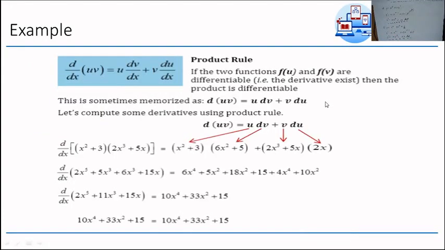Next, we have now the product rule. The derivative of u times v with respect to x is equal to u dv over dx plus v du over dx, if the two functions f(u) and f(v) are differentiable, then the product is differentiable. So, ang tawag po dito, pagdating sa multiplication, this is sometimes memorized as d of u times v is equal to u dv plus v du. Okay? So, the derivative of u times v is equal to u dv plus v du. Okay? So, medyo mahaba pa po siya, no? Okay? So, we're going to solve.